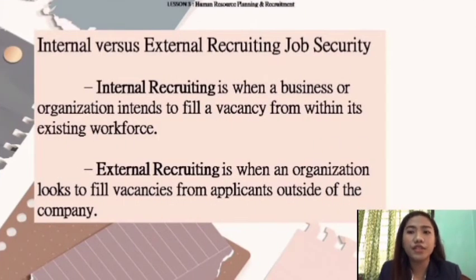Internal versus external recruiting. Internal recruiting is when a business or an organization intends to fill a vacancy from within its existing workforce. There are many advantages when it comes to internal recruiting. One is it highly motivates employees and helps in maximizing job satisfaction. It also highly reduces efforts and costs and helps in reducing employee turnover.